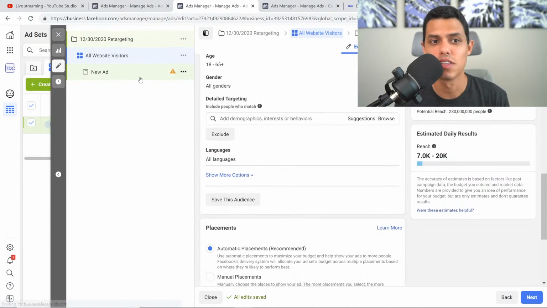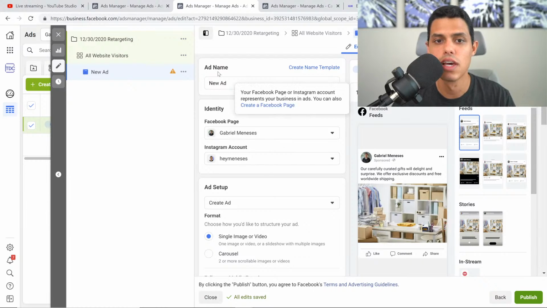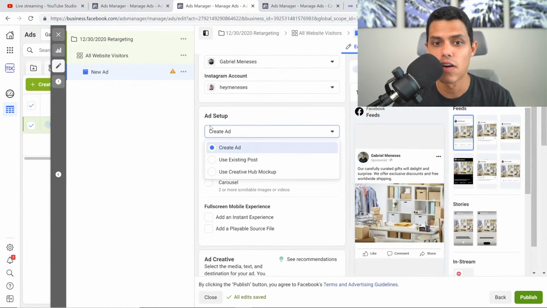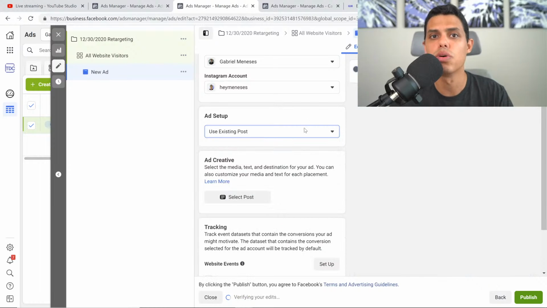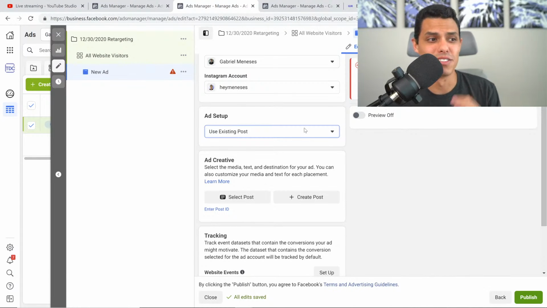Then after that, obviously you'll go to create your ad, okay? Here you can get creative, go ahead and link your accounts, put the ad name, and then instead of doing the ad setup, again, you will use existing posts. So what you're going to do is go to your Instagram page or to your Facebook page and see what posts are the most popular ones, okay? This means that these people will be ready to roll because they know exactly that these posts perform really well.